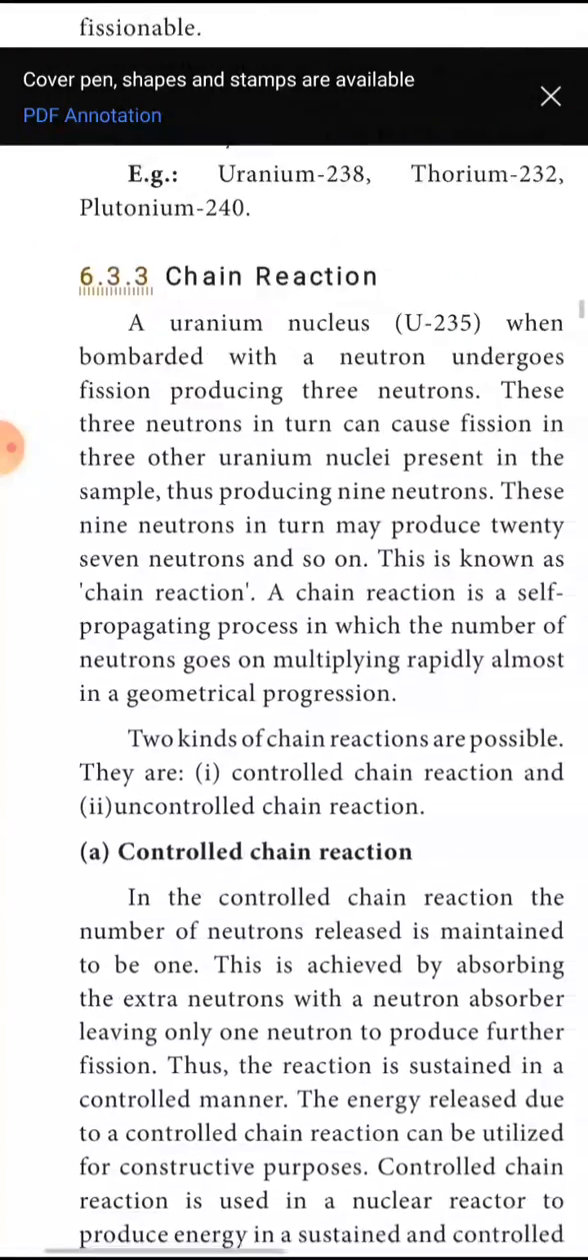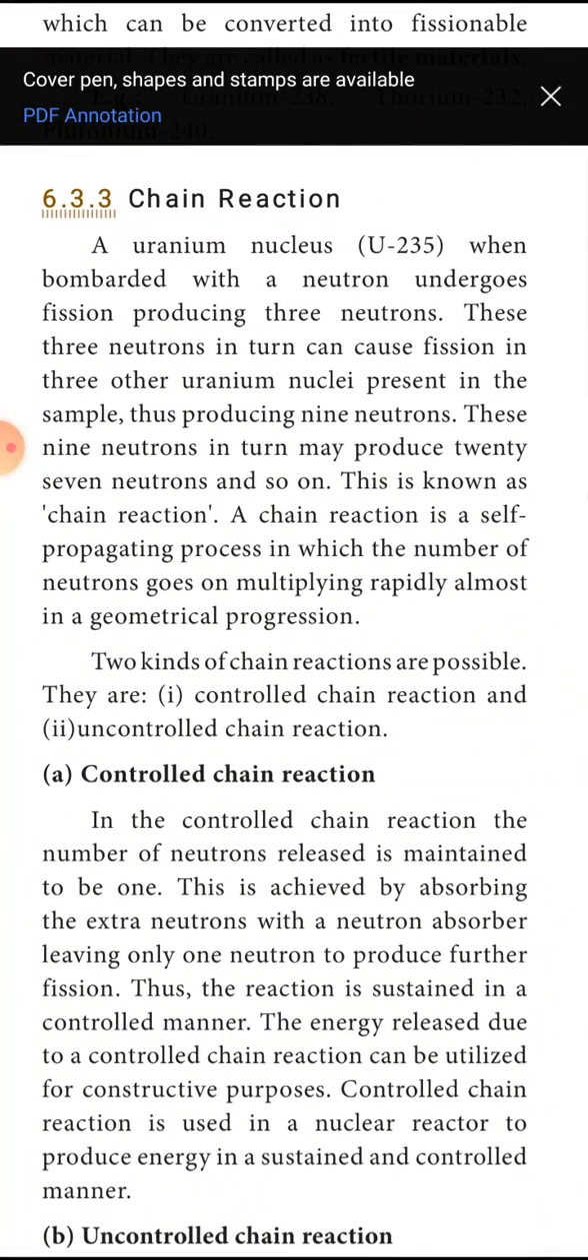Next we are going to study chain reaction. What is a chain? Continuous. Chain reaction means a continuous process. Here the chain means a continuous process. There are two kinds: controlled chain reaction and uncontrolled chain reaction.